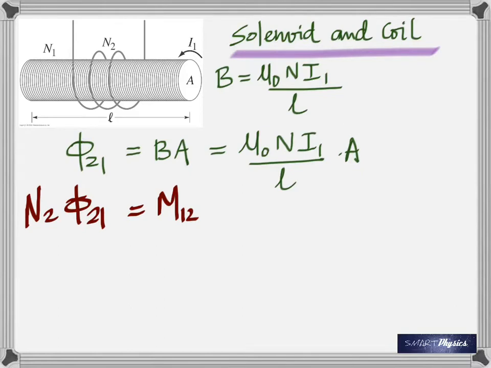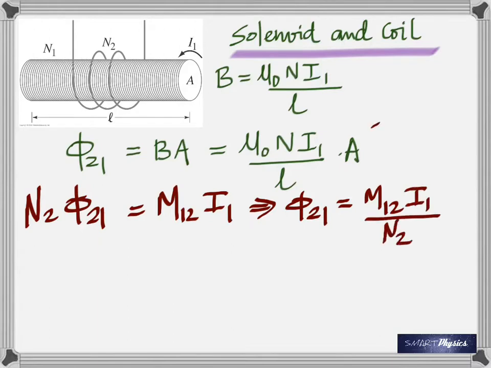But from the last discussion, you know N2 phi 2,1 is M12 or M21 I1. Remember that formula? We just finished that. And if you rearrange that to make phi 2,1 the subject, this is what you get. From that equation, isn't this what you get if you rearrange? Now you have two equations, and their left-hand sides are the same.